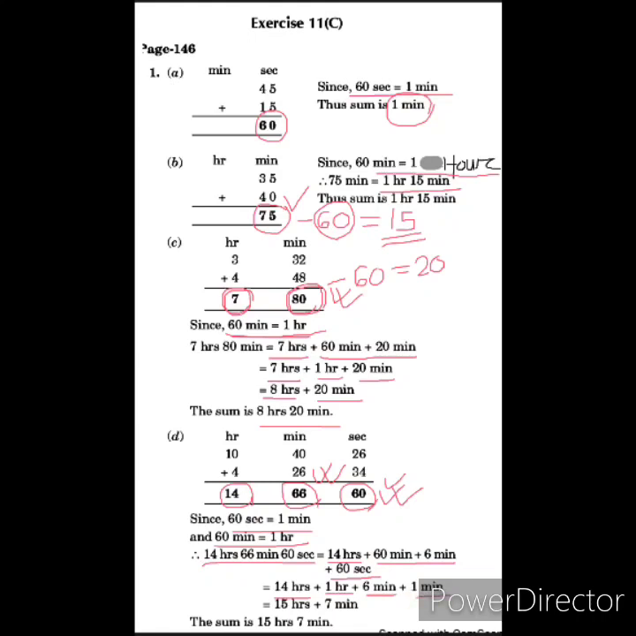60 seconds is 1 minute. So here we are adding 14 hours plus 1 hour is 15 hours, and 6 minutes plus 1 minute is 7 minutes. So we got the answer here as 15 hours 17 minutes.